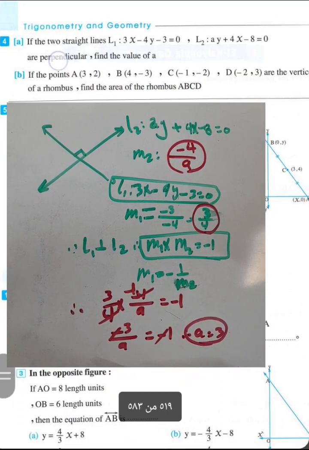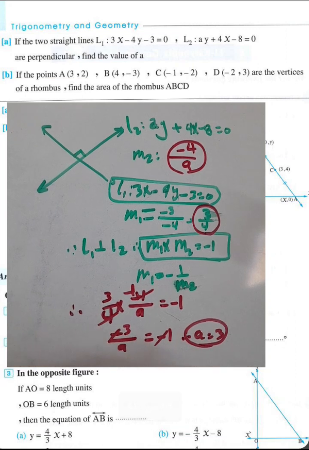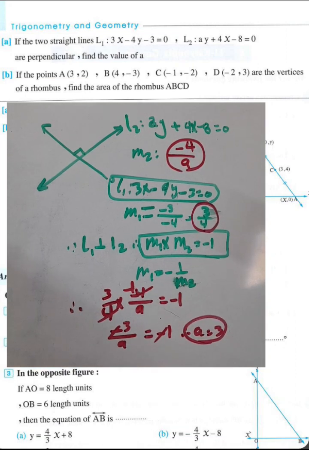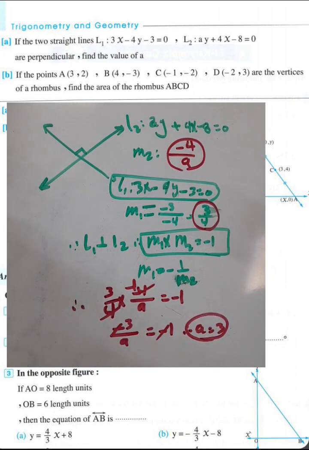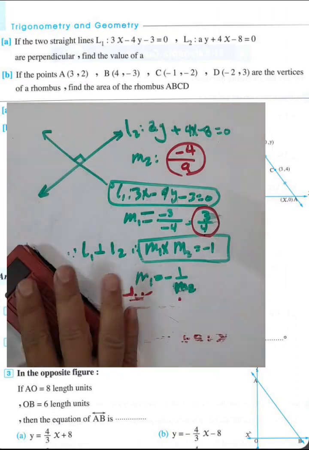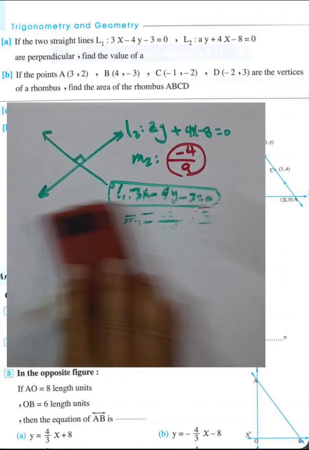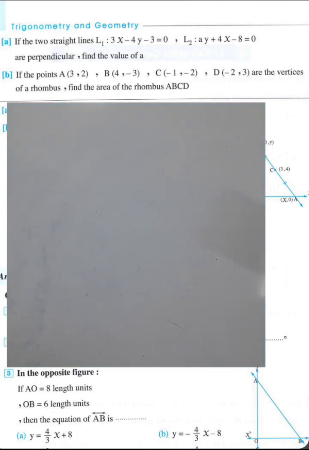Okay, next question. Here we have 4 points A, B, C, D, which are the vertices of a rhombus. Find the area of the rhombus ABCD. Okay, we know the area of a rhombus equals half times diagonal 1 times diagonal 2. So you must find the length of the first diagonal AC and the second diagonal BD, and then find the area: half times the first diagonal times the second diagonal.